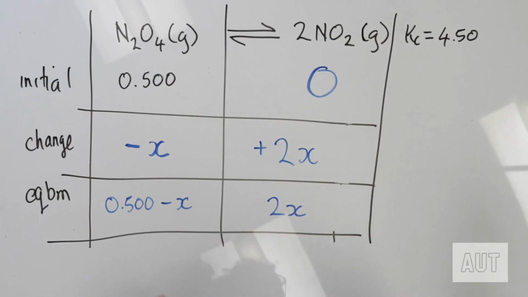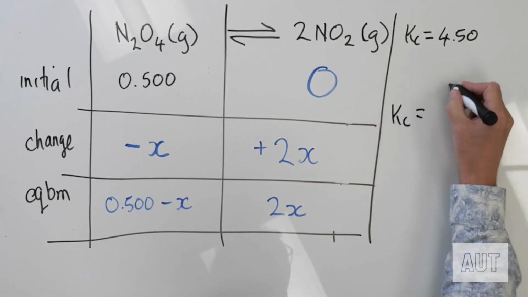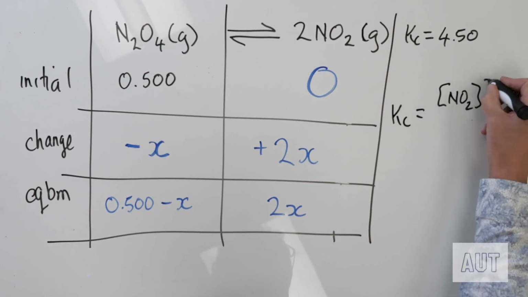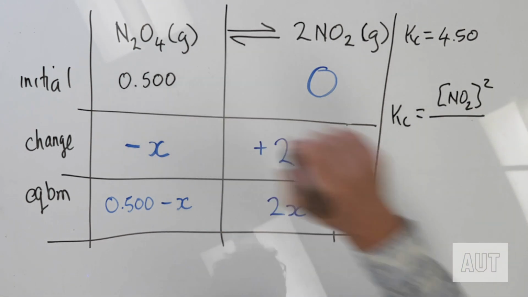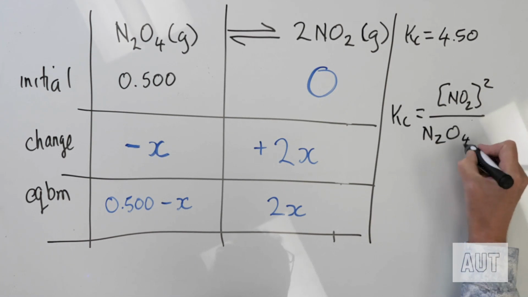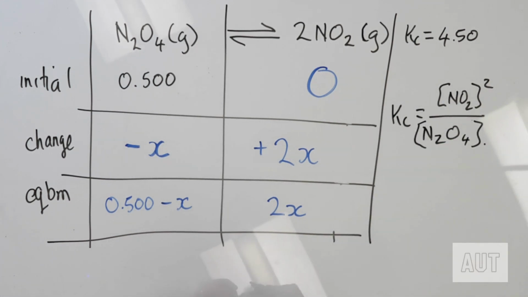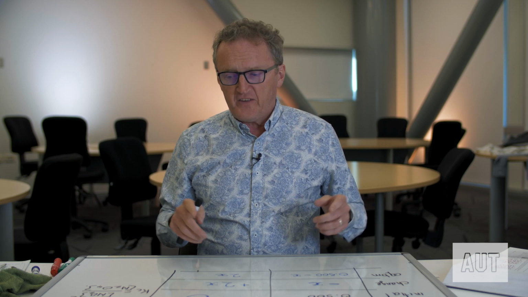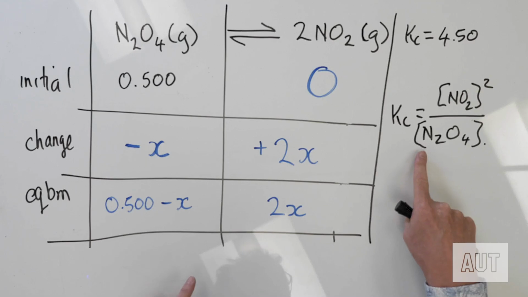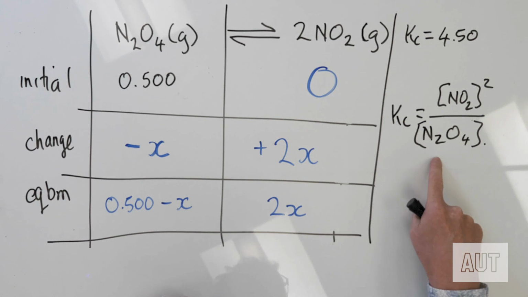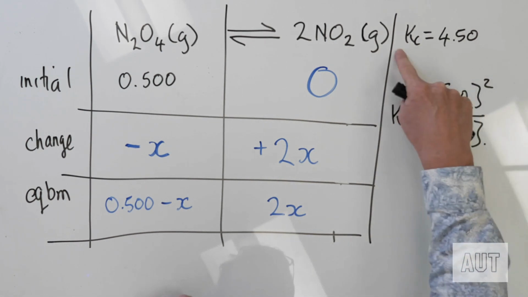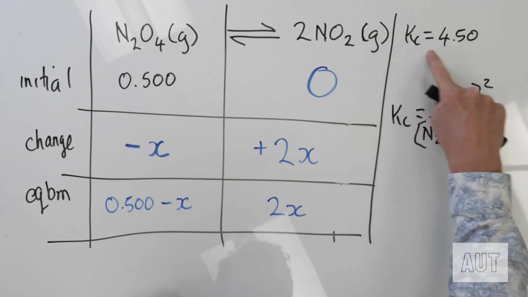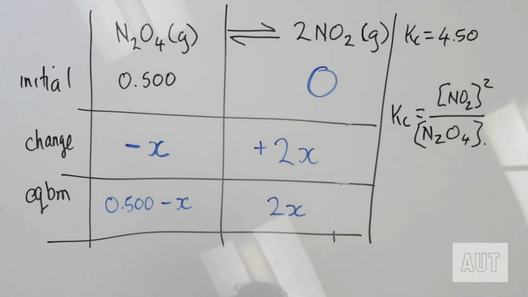Fair enough question. So let's, as we should always do, write the expression for Kc. The expression for Kc is going to be NO₂ concentration squared over the N₂O₄ concentration, like so. Now let's see what happens if we put these values into this expression. Remember that other piece of information that we got given right at the start. We haven't used this yet, but this is going to be important. Kc is equal to 4.5.